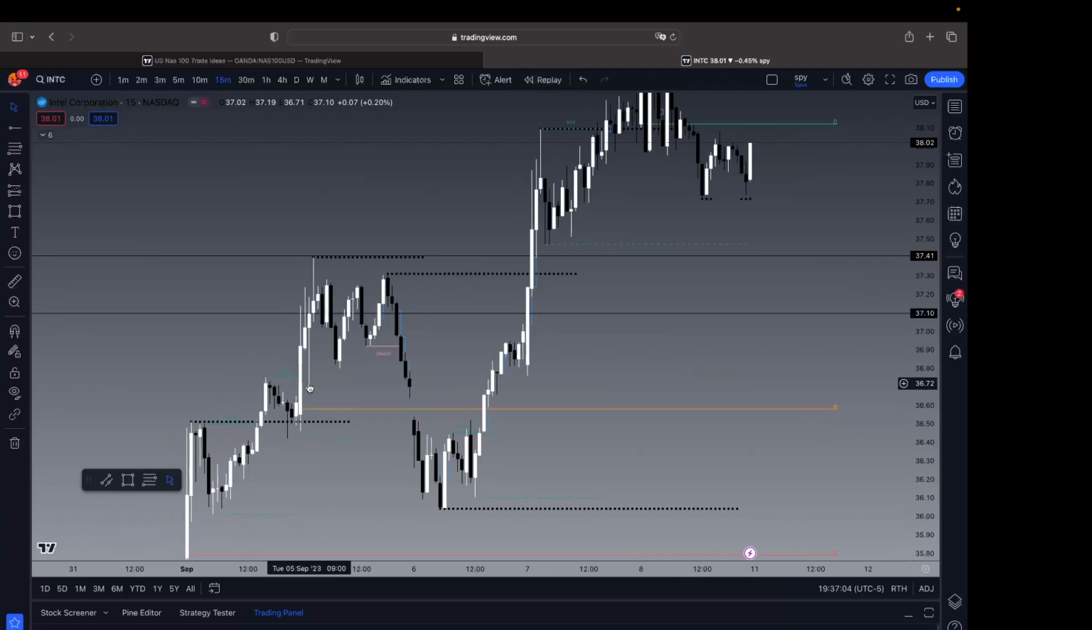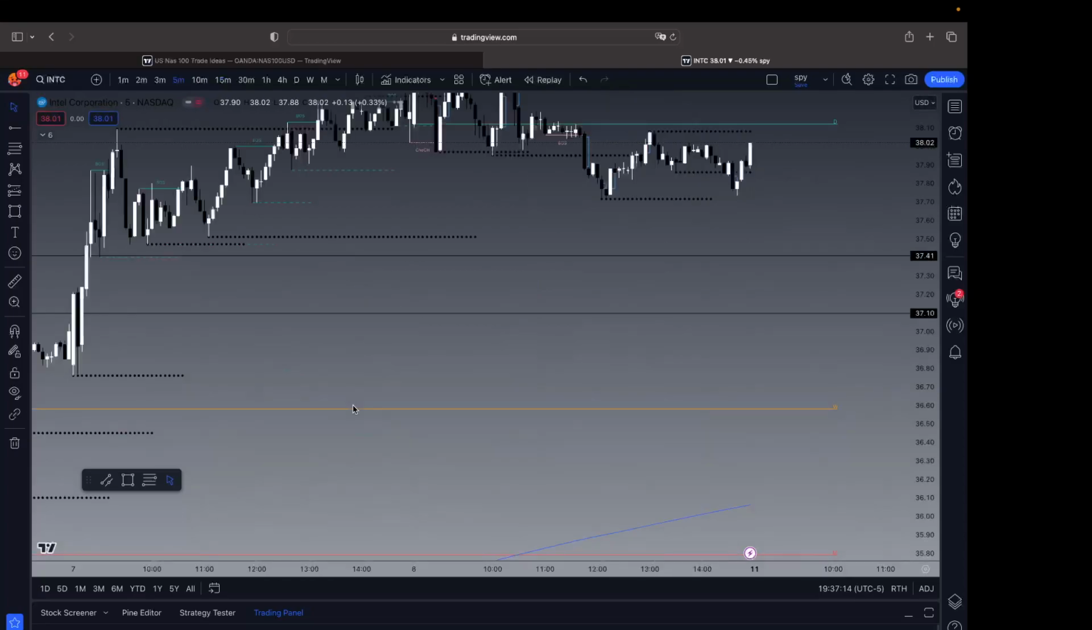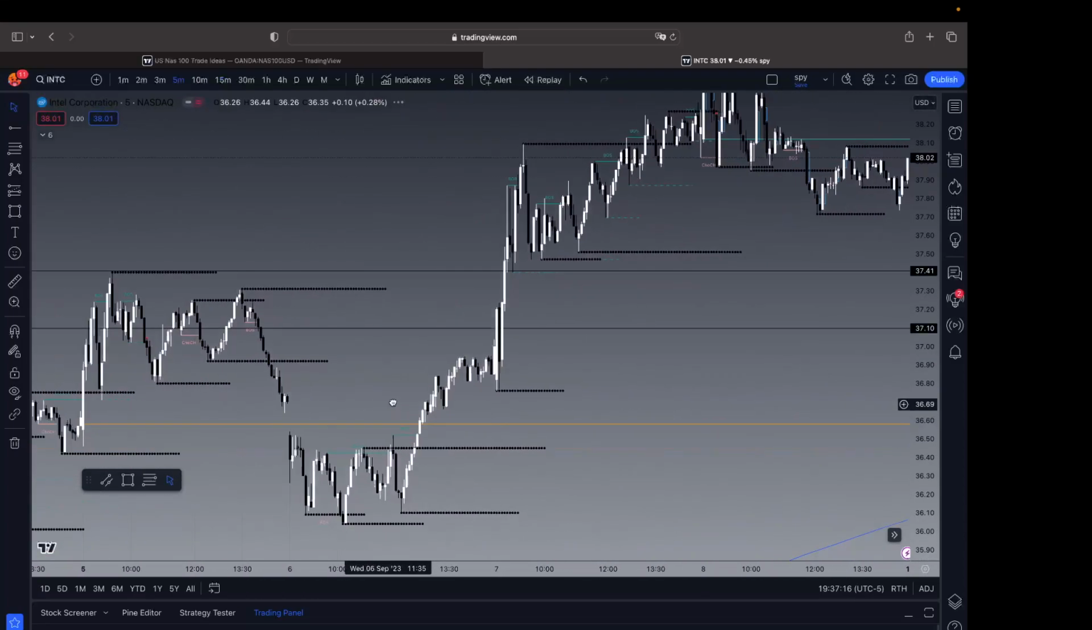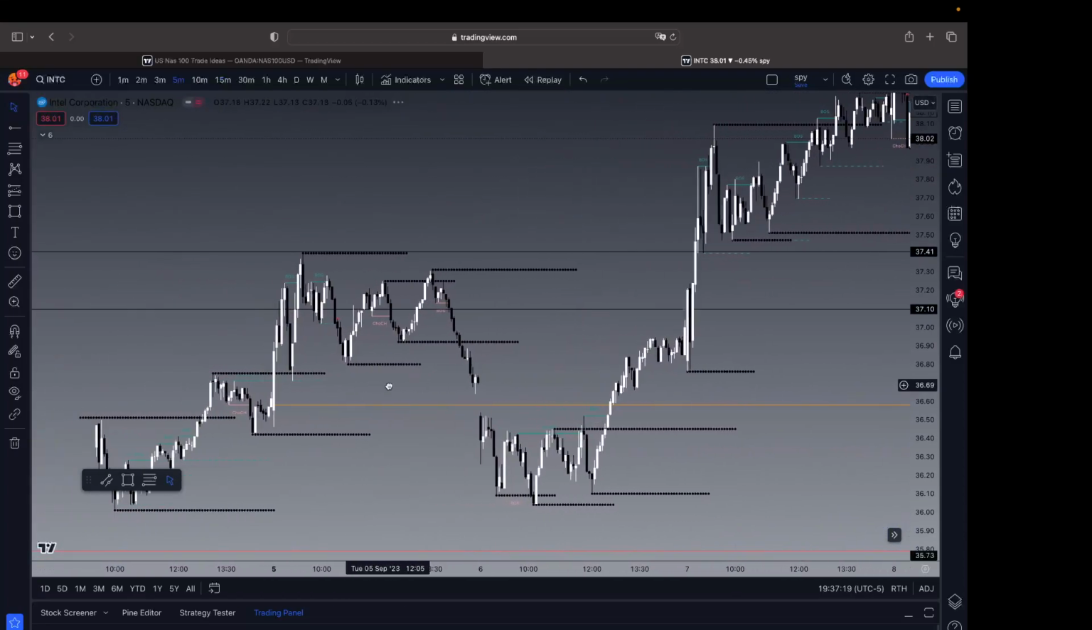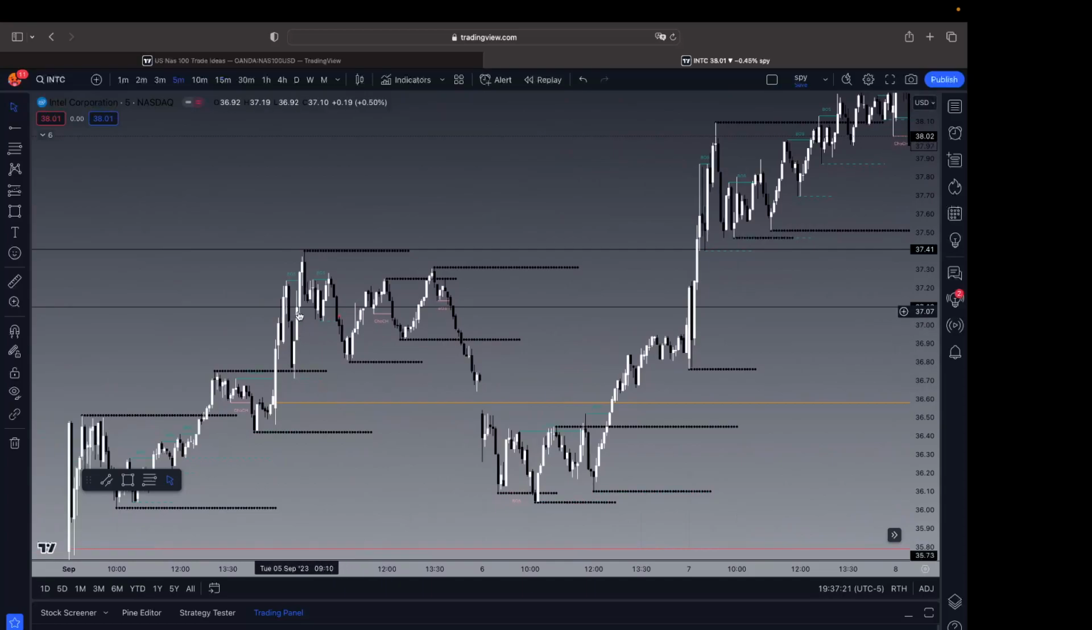Okay, what happened here? We broke it on the 15-minute. We got a retest. We took it, right? So at this point, you're taking it in here on your retest. If you want a 5-minute, 37.10, it broke here. It came to retest this change of character, this imbalance. So you get in here.